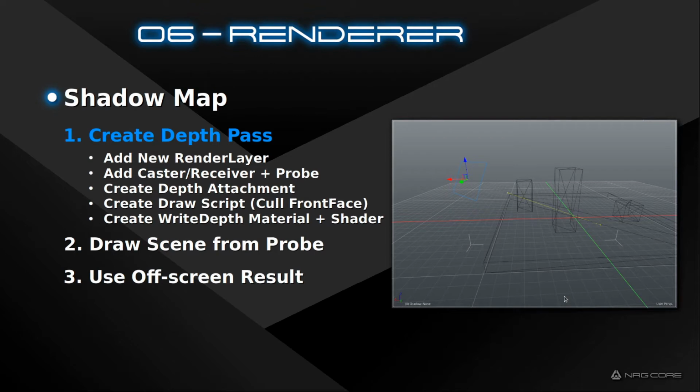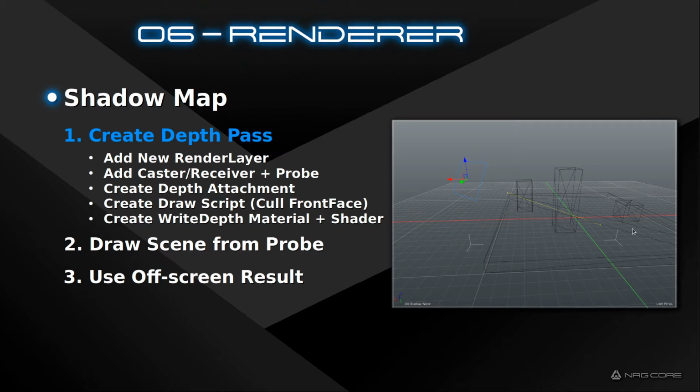To create the depth pass, we will need to add a new render layer. We will need to add the object that will act as caster and receiver. We are going to need to add also a probe object to simulate the light, the sun in this case, point of view. We're going to create a depth attachment that we will connect to that probe to store the depth data. We will have to create a draw script to call the front face of the caster and receiver to only focus on the back face that will be projected onto the scene.